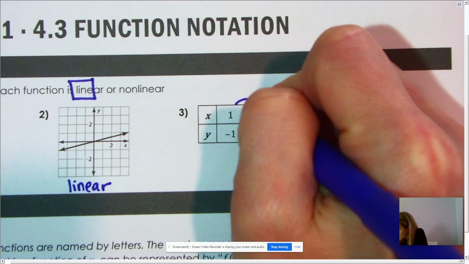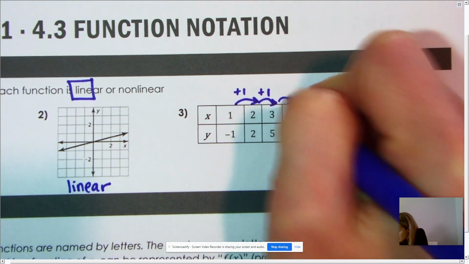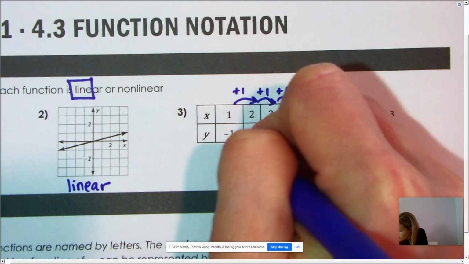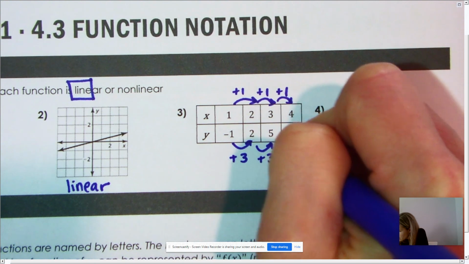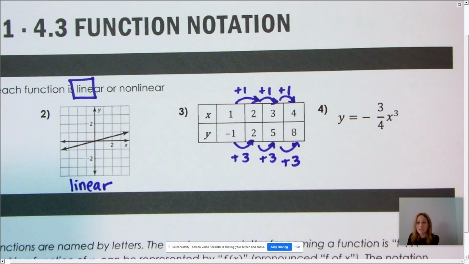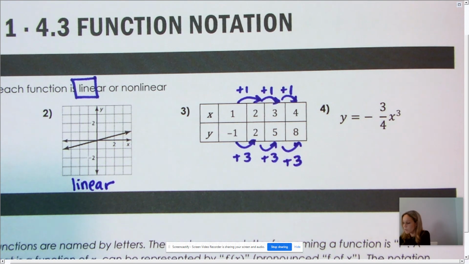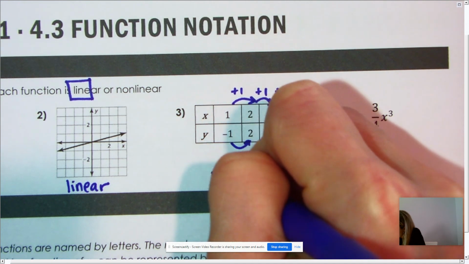Question number 3, if I have to decide if it's linear or nonlinear, I'm going to look to see if it has a constant rate of change. So I add 1, add 1, add 1. So let's look down here. We went up by 3, up by 3, up by 3. This one does have a constant rate of change where it goes up or down by the same amount each time over a certain interval. So this one is linear.